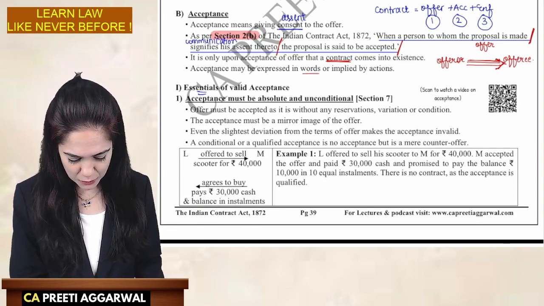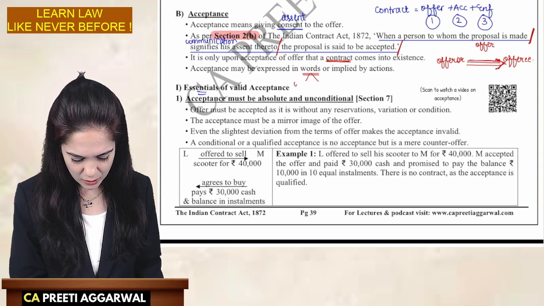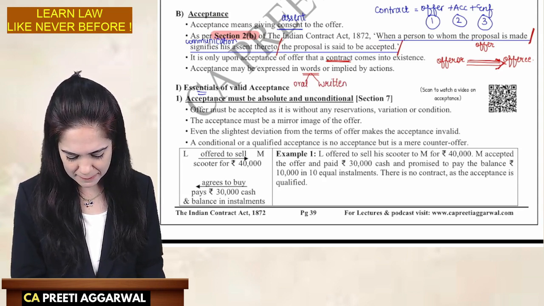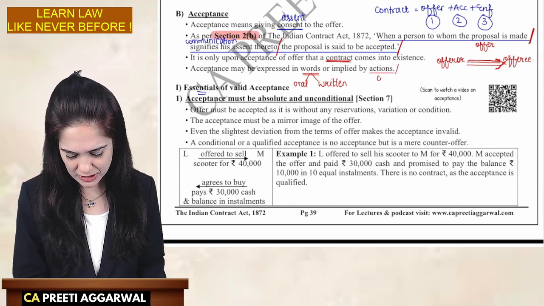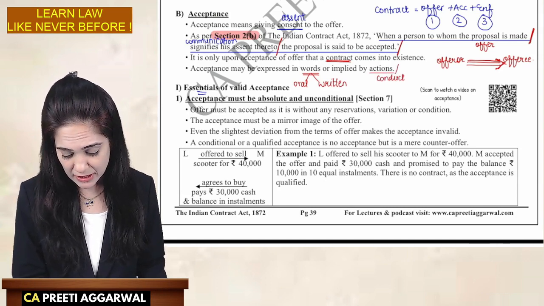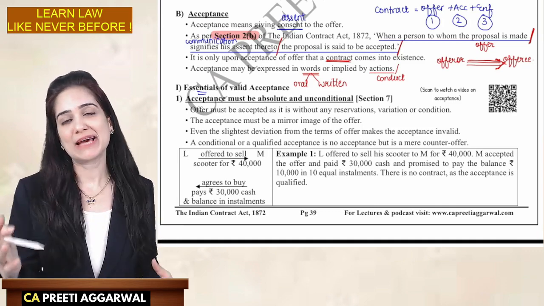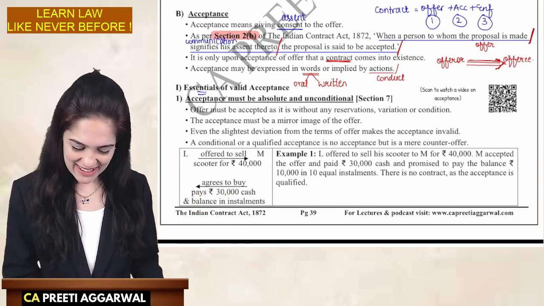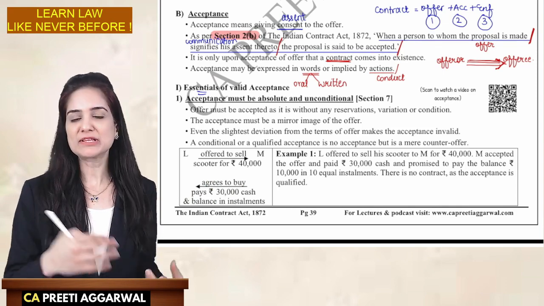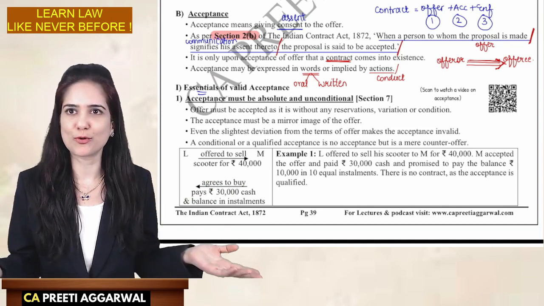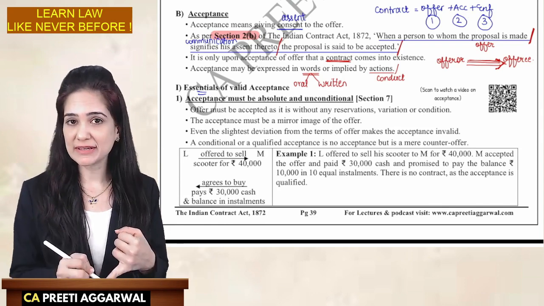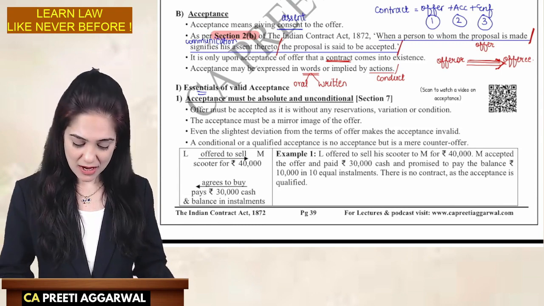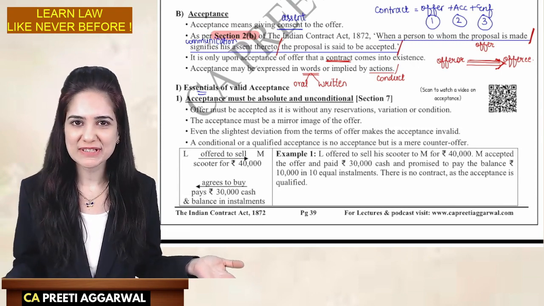Acceptance may be either in words, oral or written, or it may be implied by action, or in other words, you can write conduct. I am giving you options. So in the exam, if you write conduct, that is correct. If you write actions, that is also correct. So acceptance may be expressed in words, either oral or written. So you can write a letter, an email, you can go and communicate your acceptance face to face, or it is understood from our actions.